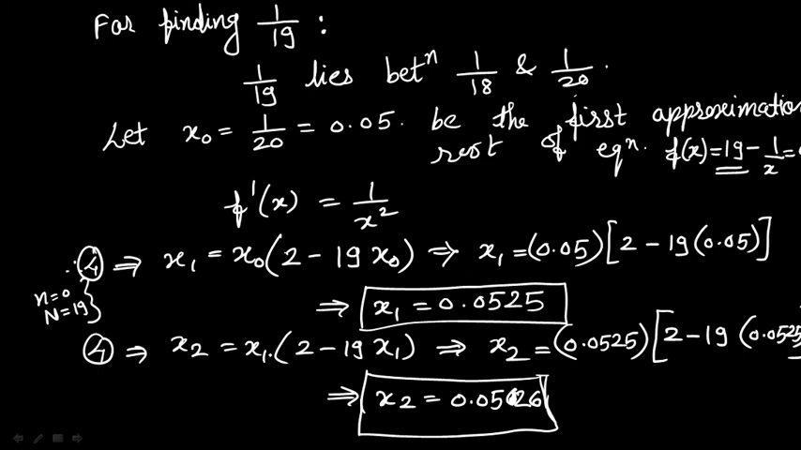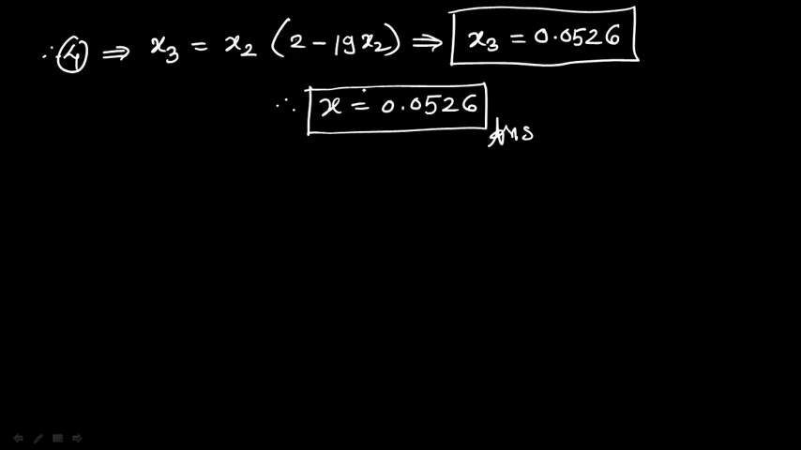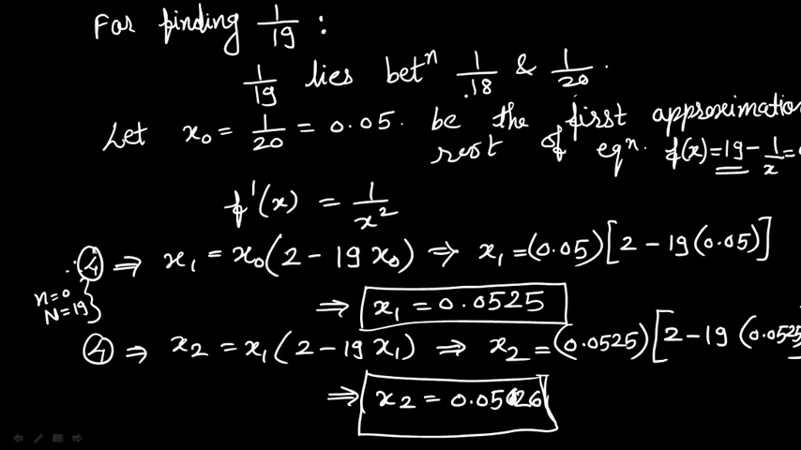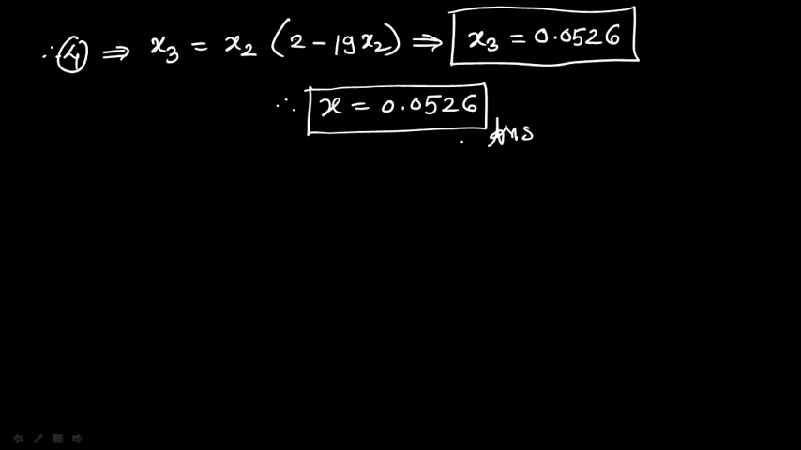Then x2, by considering this x1 value, we write down the formula equation number 4 for x2 equal to x1 into 2 minus 19 x1. Then x2 equal to 0.0526. Now, the difference between these two values is less than 0.0005. Therefore, we stop the iterations, and if we find the next value, then we get the same value. Therefore, we stop the iteration, and this is the required result, and we can tally our answer by substituting the value of x.